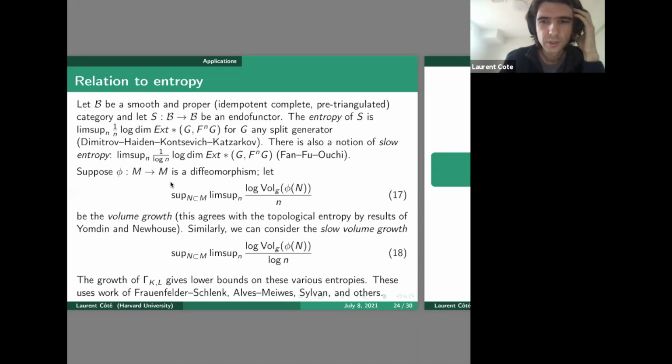These categorical notions of entropy are categorical, or abstract, generalizations of more geometric notions. So there's a geometric notion where you fix a diffeomorphism, and you look at the growth of the volume of any submanifold under iterating this diffeomorphism. And this agrees with something called the topological entropy of the diffeomorphism, and you can similarly consider polynomial versions where you look at the volume growth of submanifolds, but you divide by log n instead of dividing by n. In any case, some of the definitions are not so important.